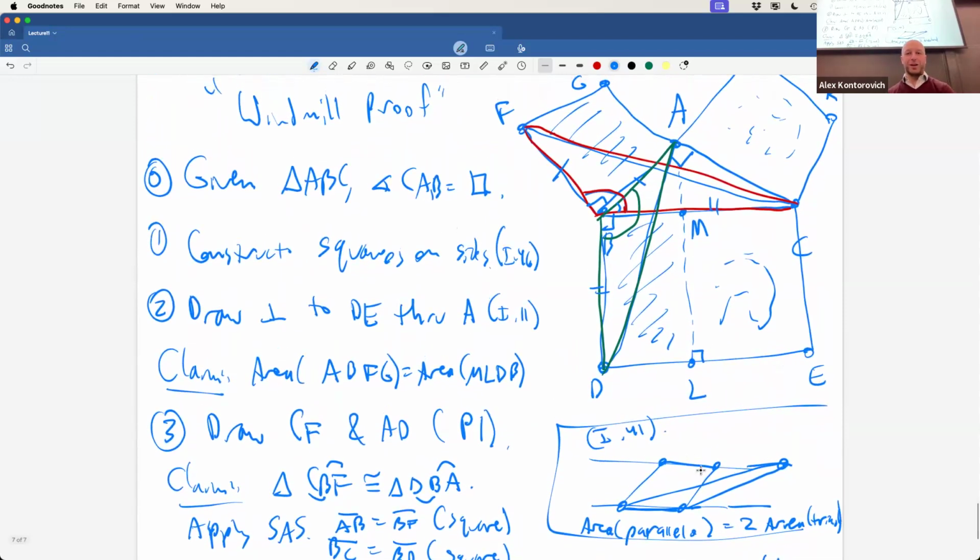And then we're done. Twice the area of the red triangle is the area of this square. Twice the area of the green triangle is the area of this rectangle by I-41. So the square and the rectangle have the same area. We'll do this again next time a little bit more slowly, but we finished the proof. We'll do it again and we'll go on from there.